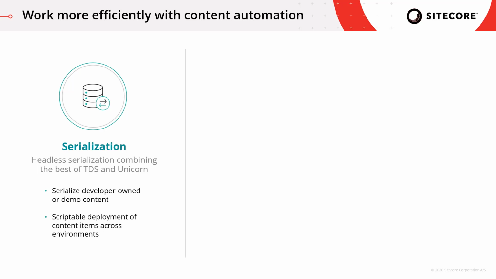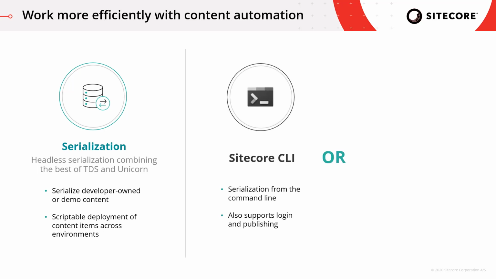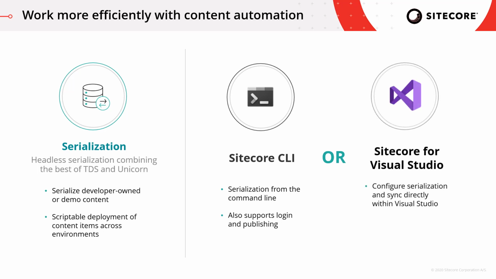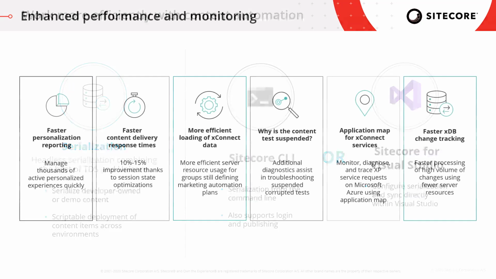To make use of this new serialization approach, we have two different tools to help you. The first is the Sitecore CLI, a command line interface to interact with your Sitecore instance. The second is Sitecore for Visual Studio. This is a graphical tool to interact with your Sitecore instance from within Visual Studio. The crucial thing to note here is that the feature set between the two will be the same. You can choose your preferred way of working, either on the command line or through a GUI.